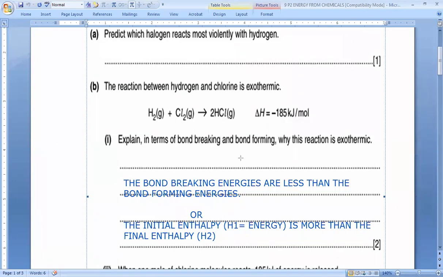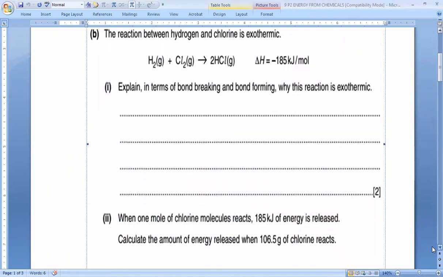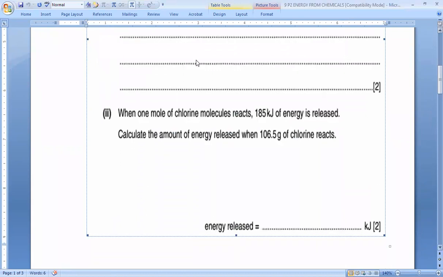Just less can be changed into more, and more can be changed into less. The overall language changes for an endothermic reaction. Now the next part: when 1 mole of chlorine molecule reacts, 185 kilojoule of energy is released. Calculate the amount of energy released when 106.5 g of chlorine molecule reacts.